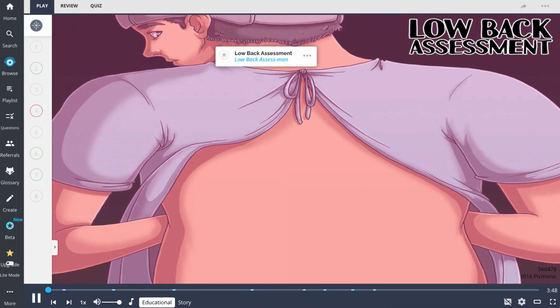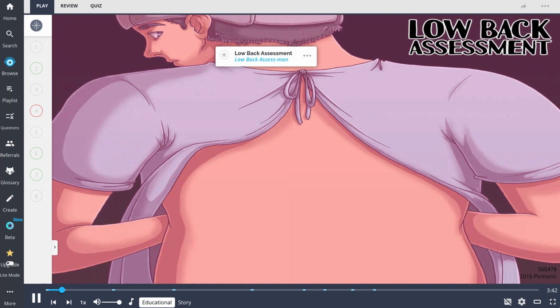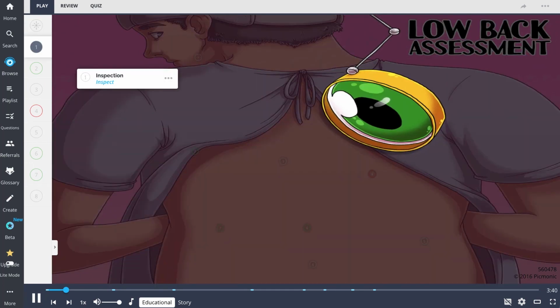Use this Picmonic to remember all the important aspects of a low back assessment, with the story of the low back assessed man exposing his back to allow for a proper back inspection, shown here as the eyeglass inspecting. Stand back far enough to get a full view of the patient's back, and imagine a line from the head down the spinous process and to the gluteal cleft. Note the patient's symmetry and ensure both sides of the body are equal and align appropriately.